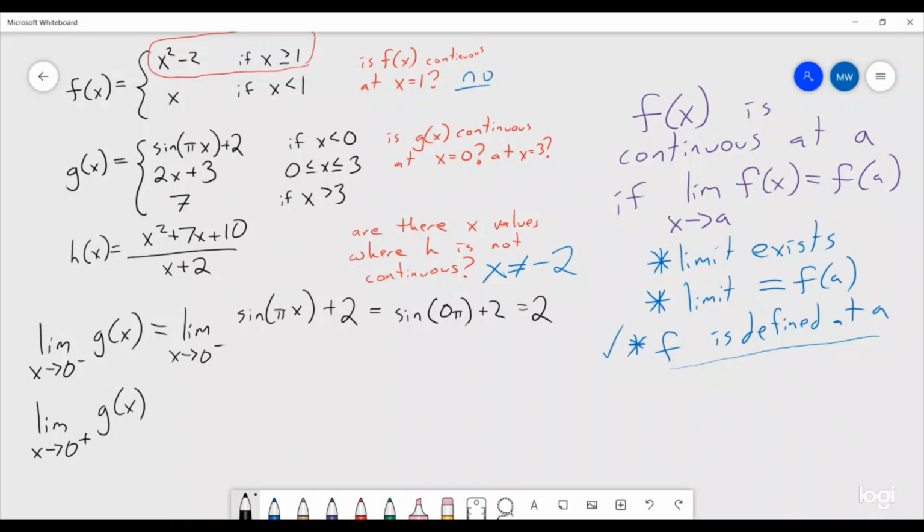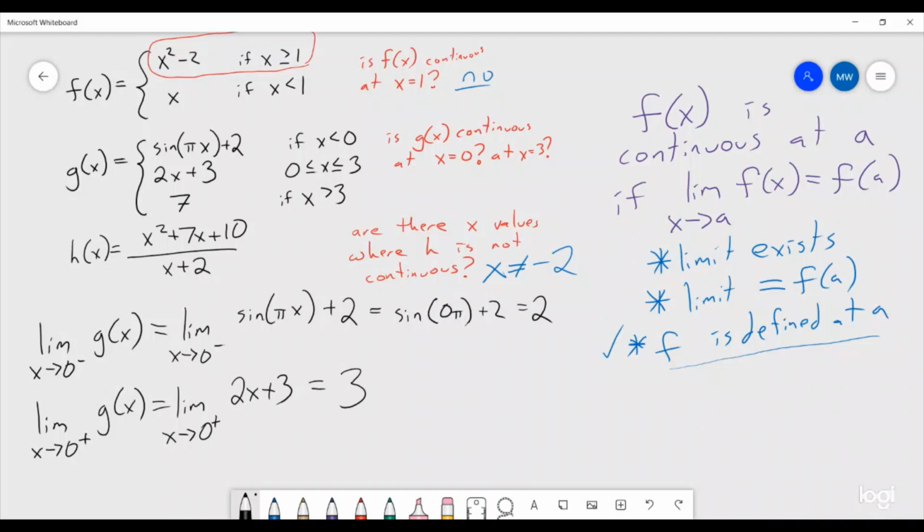Now, if we approach it from things that are bigger than 0, so this is going to be the limit as x approaches 0 from the right, things that are bigger. Our bigger function is just the 2x plus 3. Well, that's going to give us 2 times 0 is 0 plus 3 is 3. Okay, limit doesn't exist. Bummer. That means it's not continuous there.